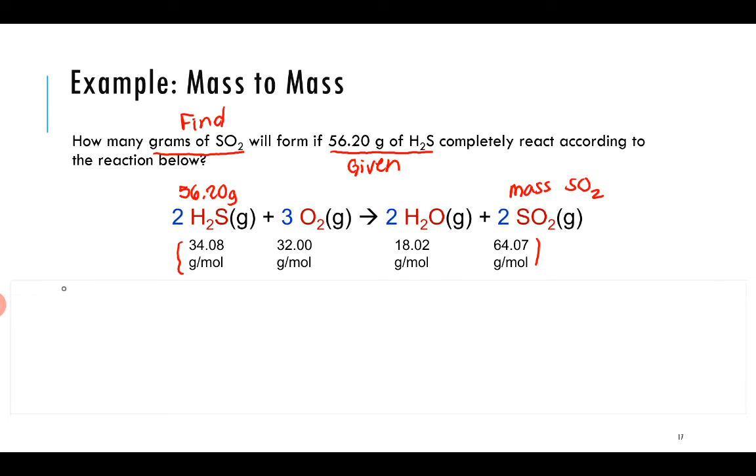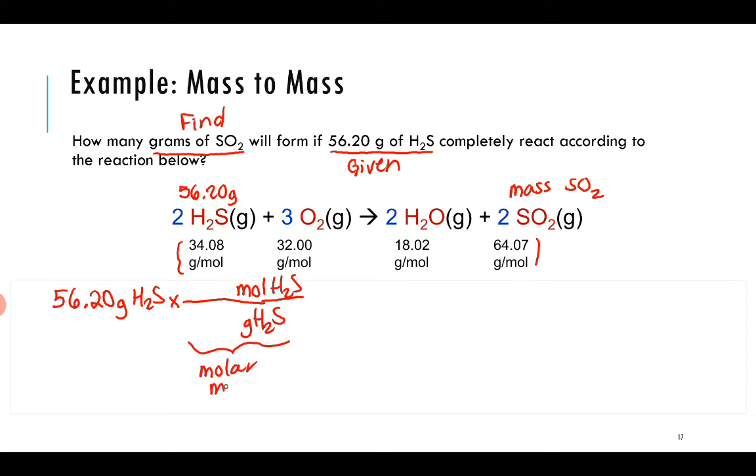So we are given 56.20 grams of H2S. We need to cancel out grams of H2S, and we need to get into moles of H2S. This is going to be my molar mass as a conversion factor. So the 34.08 is attached to the G, and the 1 is attached up there.